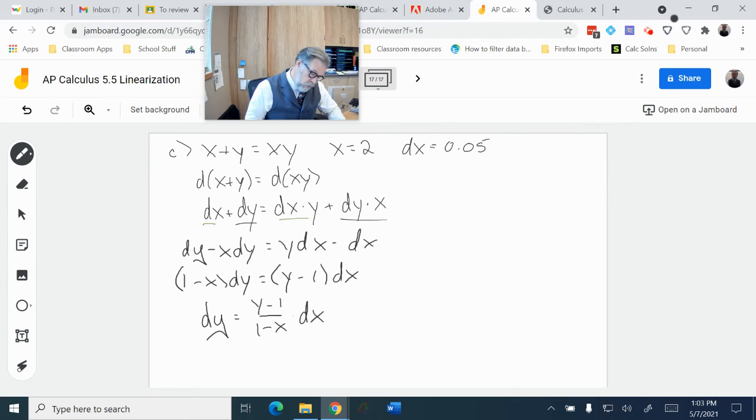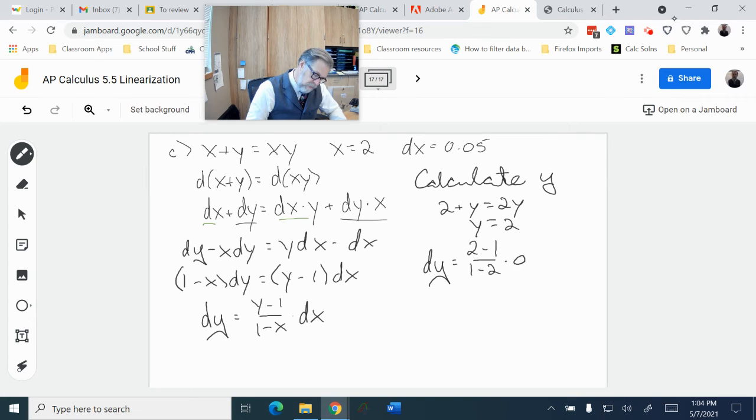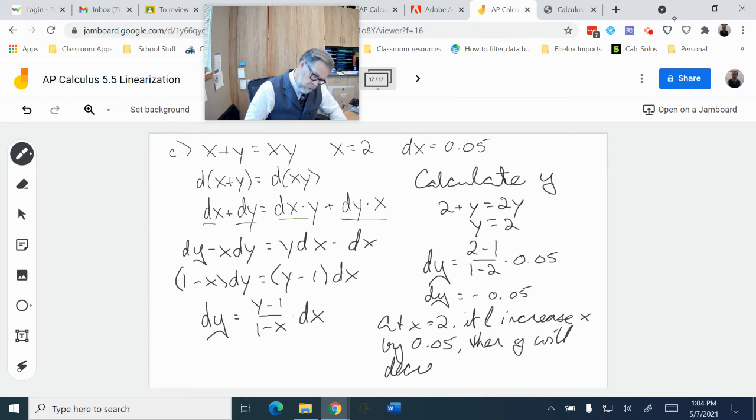So I know that x is 2. I am going to have to calculate y here because I don't know y. I was only given an x. So I know that 2 plus y equals 2 times y, which means that y must equal 2. And so now I know that the change in y is equal to (2 minus 1) divided by (1 minus 2) times 0.05, which is negative 0.05. So again, an interpretation: at x equals 2, if I increase x by 0.05, then y will decrease by 0.05.